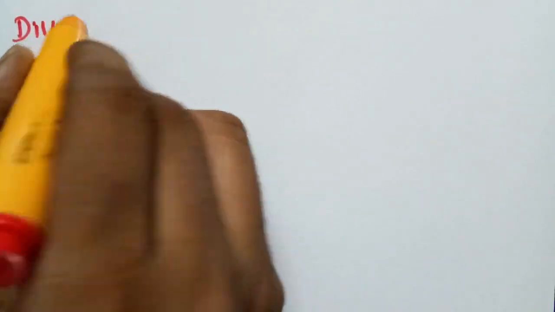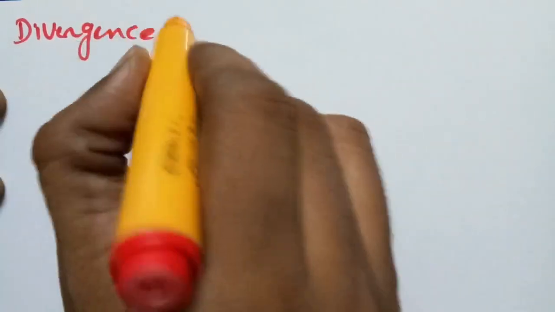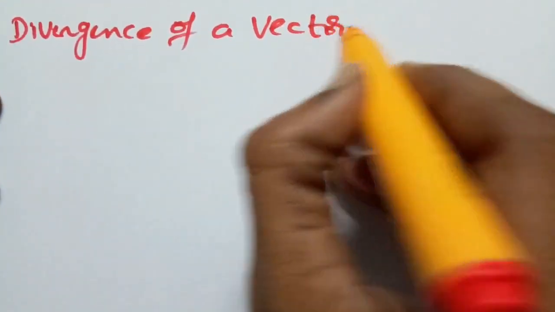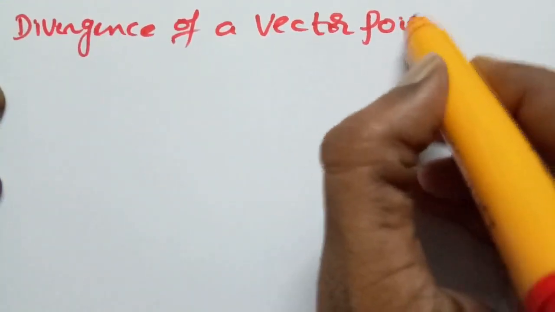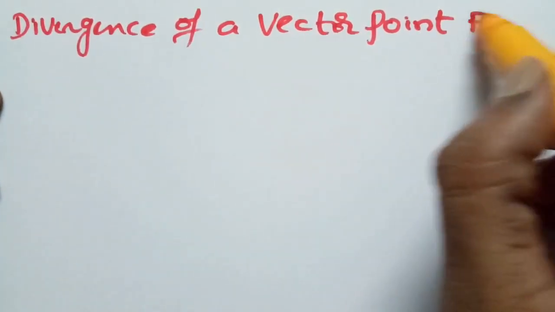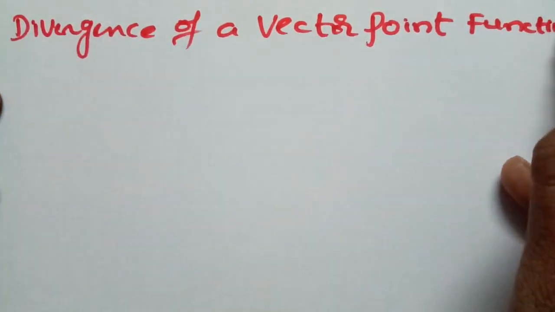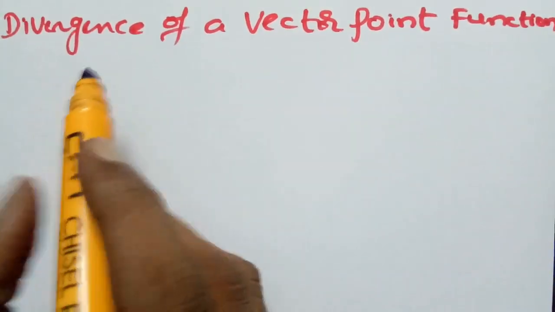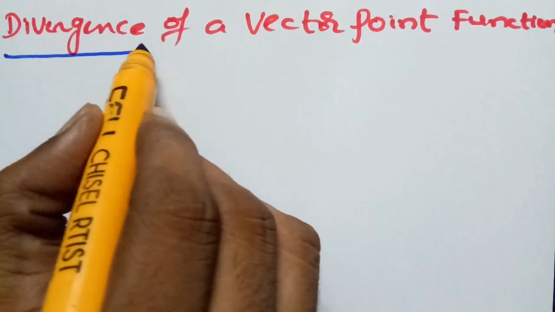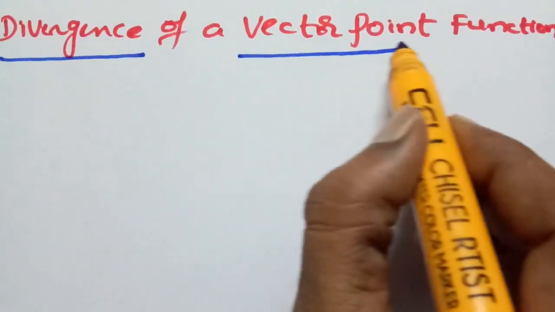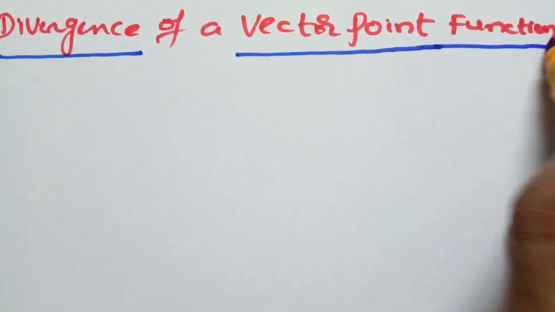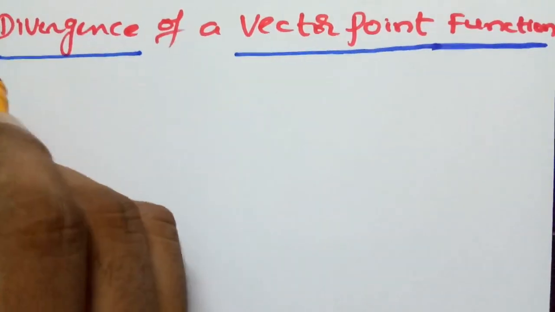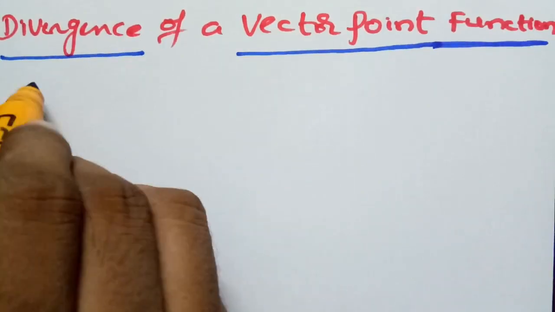Divergence of a vector point function. We discussed the vector point function and scalar point function in the beginning of the unit. Now, divergence of a vector point function.